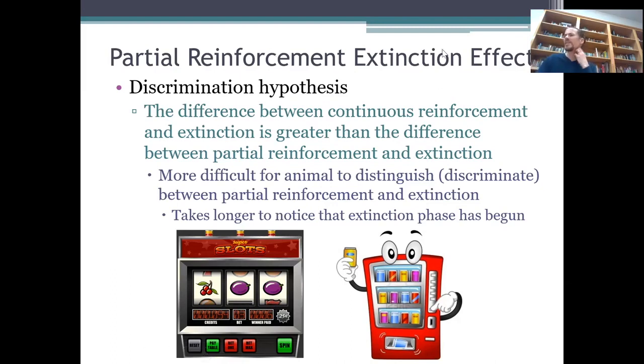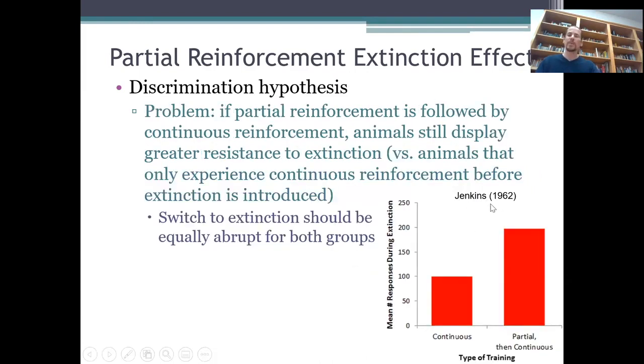So that makes sense. I mean, it's an intuitive idea, the discrimination hypothesis, but unfortunately, not all of the research supports it. There's some evidence that contradicts this idea. So for example, in an experiment by a guy named Herbert Jenkins, what he did was he trained some pigeons with partial reinforcement first. He trained other pigeons with continuous reinforcement first, and then he gave all of the pigeons an extended continuous reinforcement session before extinction began. So one group of pigeons only ever experiences continuous reinforcement. The other one experiences partial reinforcement first and then continuous reinforcement. And then he puts all of the pigeons on an extinction schedule.